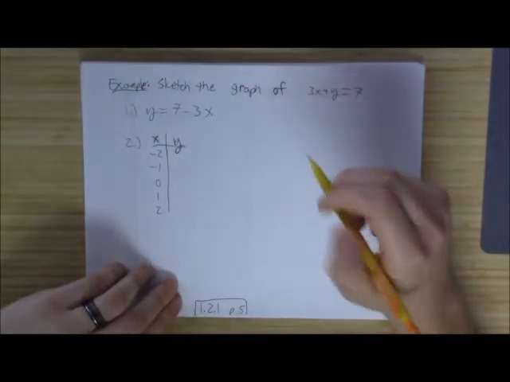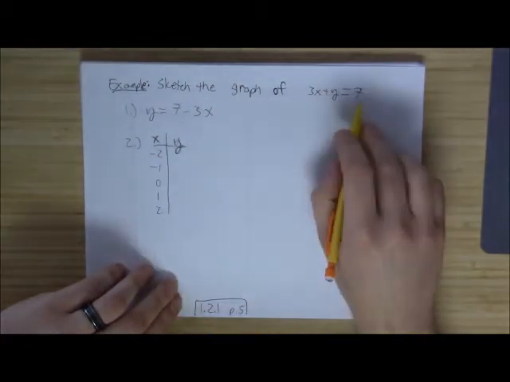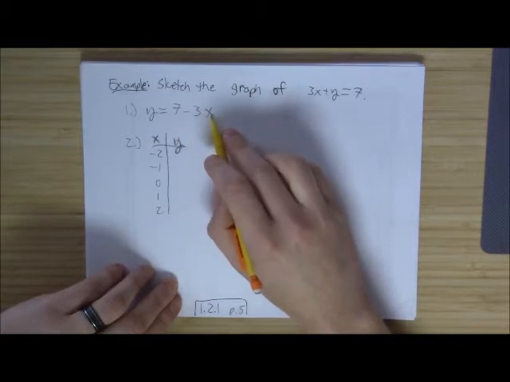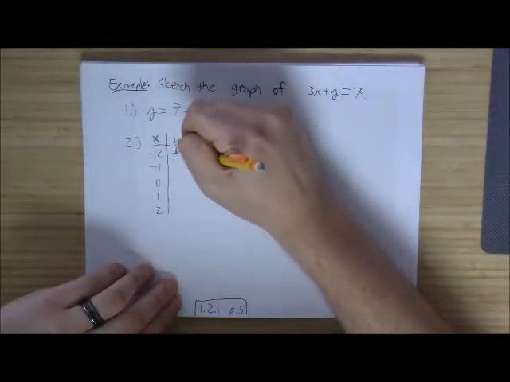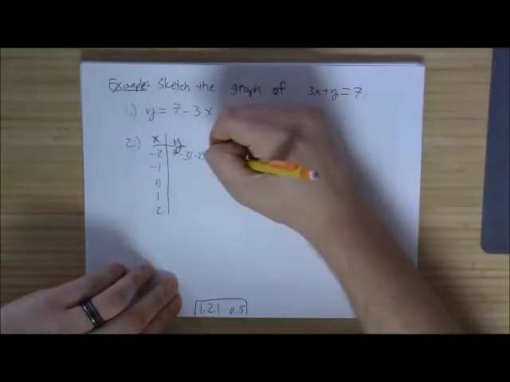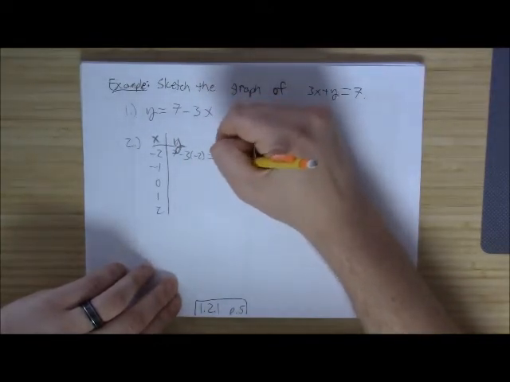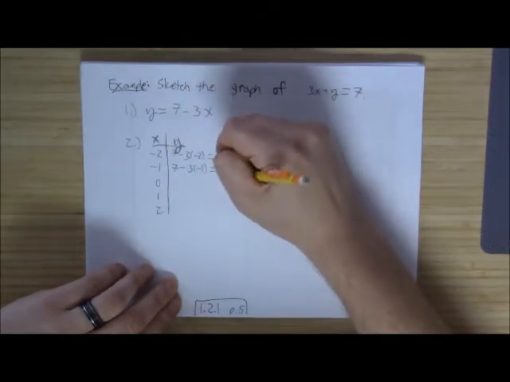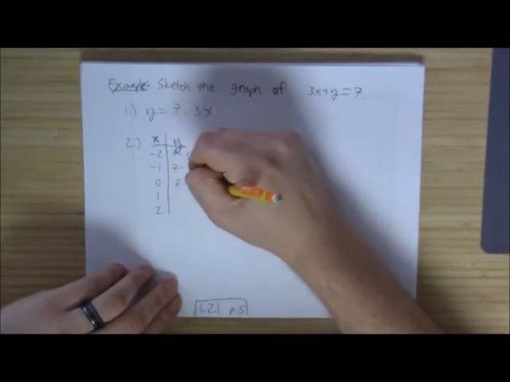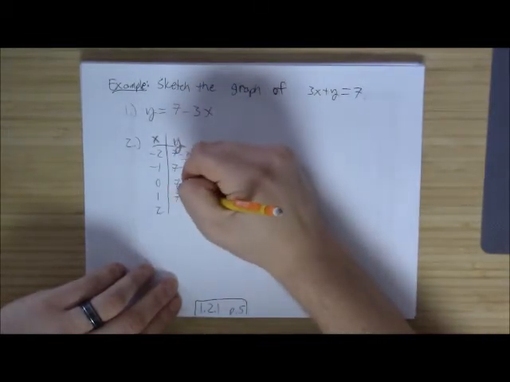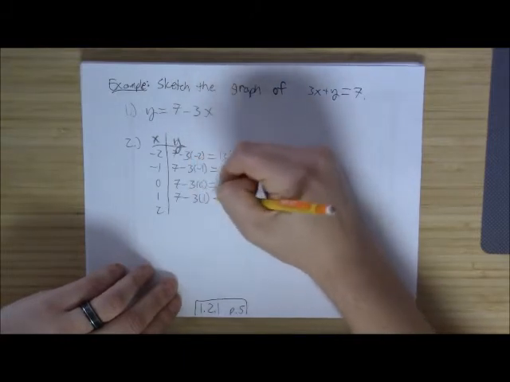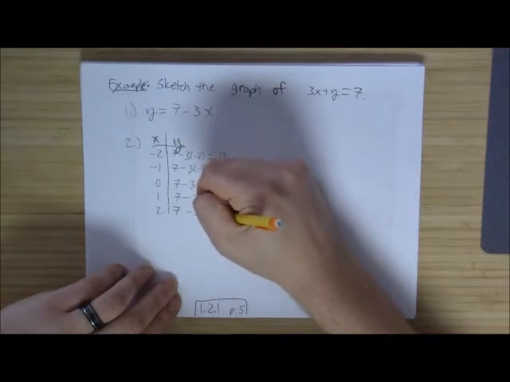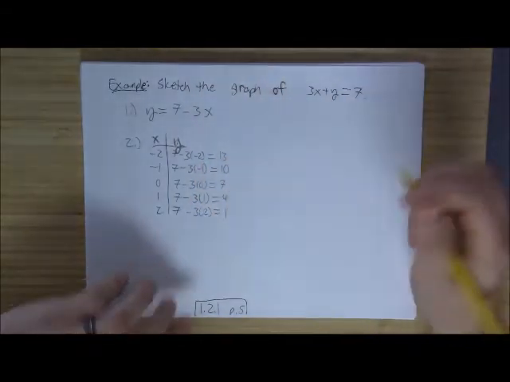If we do that, what do we get? -2 plugged in gives 7 minus 3 times -2. That's 7 plus 6, which is 13. If we plug -1 in, we get 7 plus 3, which is 10. We plug 0 in, we get 7 minus 0, which is 7. Plug 1 in, we get 7 minus 3, which is 4. And if we plug 2 in, we get 7 minus 3 times 2, so 7 minus 6, which is 1.